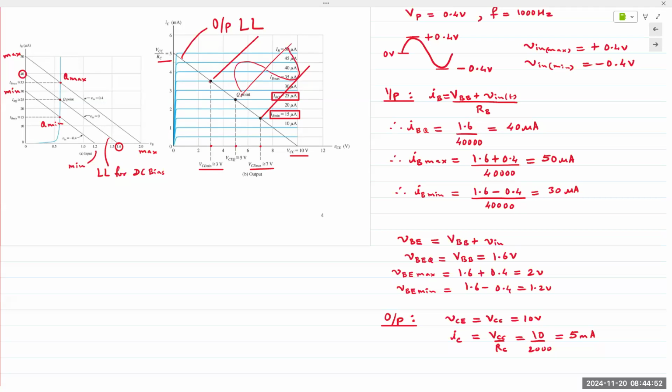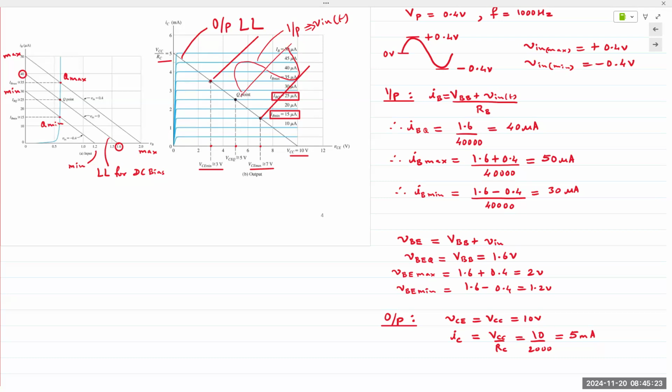All right, so this is our input waveform, V in of t. What do we see? V in of t is only varying between this line, which is 35 microamps and 15 microamps. Very small signal, very small IB.